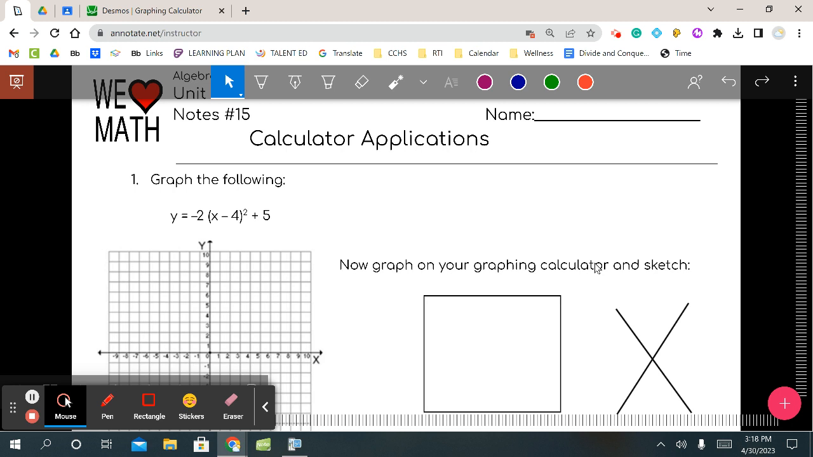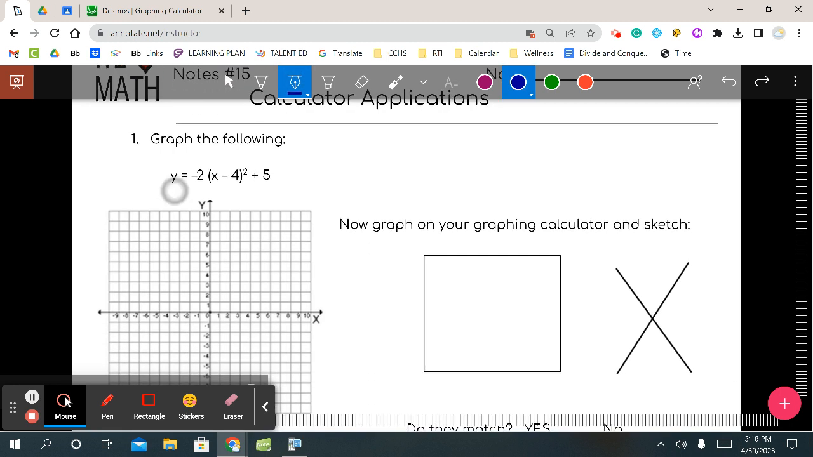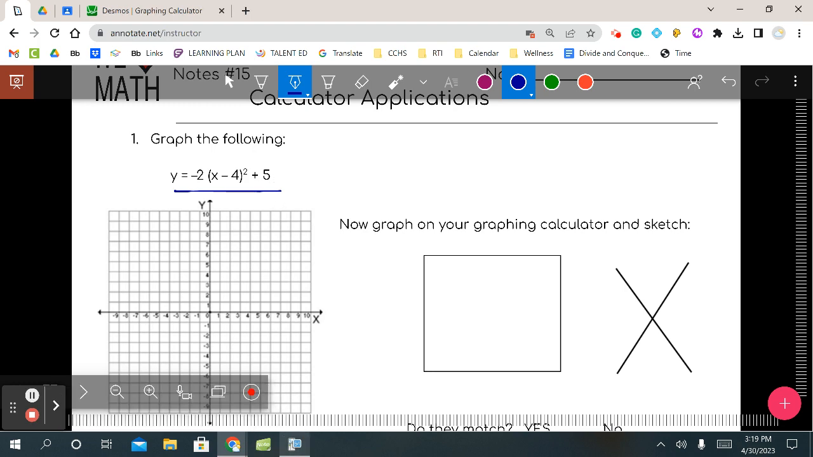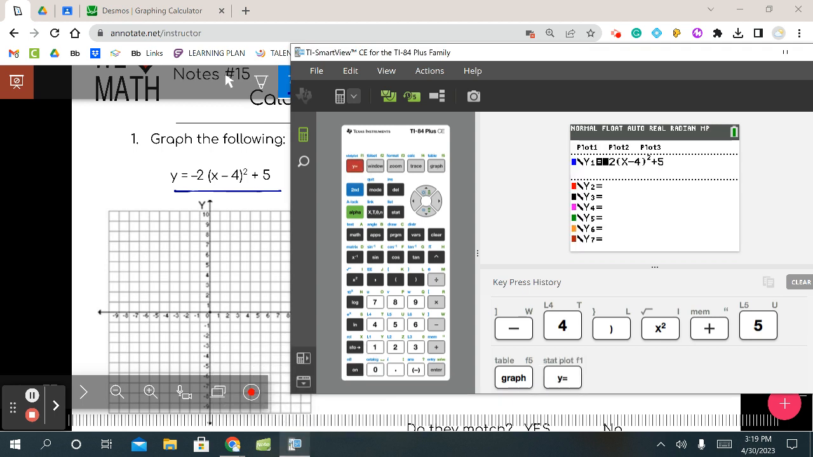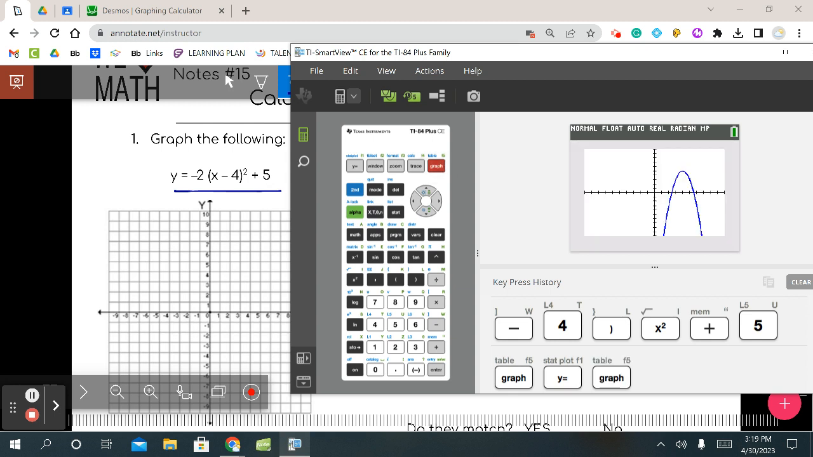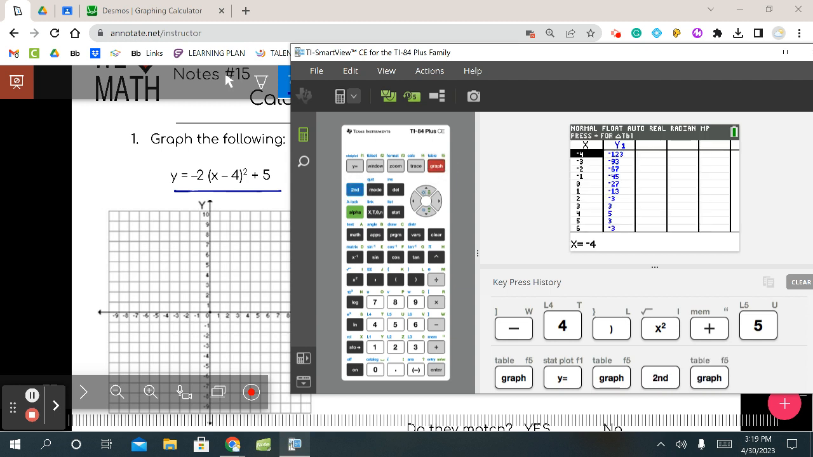So the first thing we want to do, it says graph the following. We're going to type this function into our calculator, and we're going to get our table to graph it. In my calculator, I'm going to type in y equals -2, and then in parentheses, x minus 4 squared, and then plus our 5. So remember, graph will give you what the graph looks like, but we need our points to graph it. So we hit second graph, and that'll give us our table. I've said this multiple times. Make sure you can always use your up and down arrow to get some points that you need.